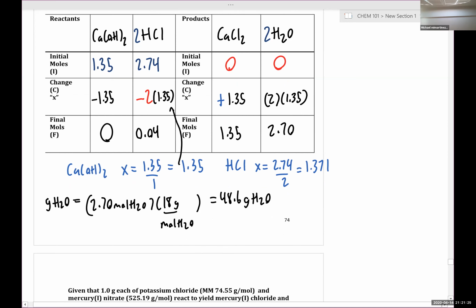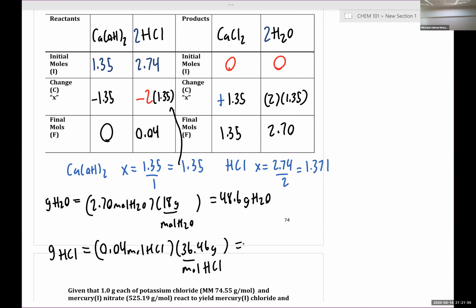To complete this problem, if we wanted to calculate the grams of hydrochloric acid left over, all we have to do is take the moles of hydrochloric acid and multiply it by the molar mass, which is 36 grams per mole of hydrochloric acid. I guess we should be more specific, 36.46 grams. So let's punch that into our calculator really quickly. And in turn, we end up with 1.46 grams of HCl left, which we then simplify to 1.5 grams of HCl.